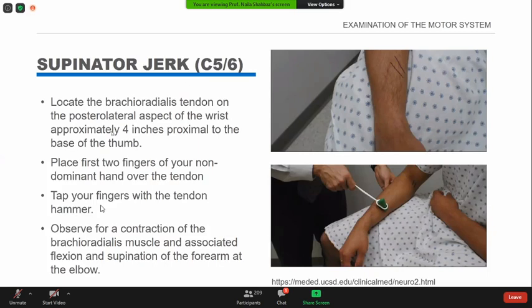To resume, we locate the brachioradialis tendon, and here it is located. As you know your surface anatomy, you place the first two fingers of your non-dominant hand over the tendon, and tap your finger with the tendon hammer, and you observe for the contraction of the brachioradialis muscle, and it causes associated flexion and supination of the forearm. So what you look for is supination of the forearm.